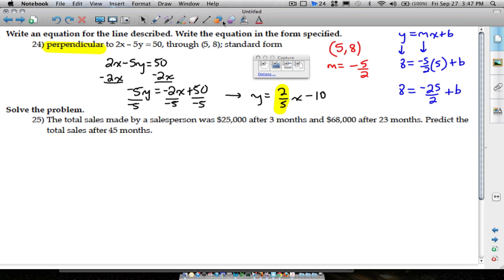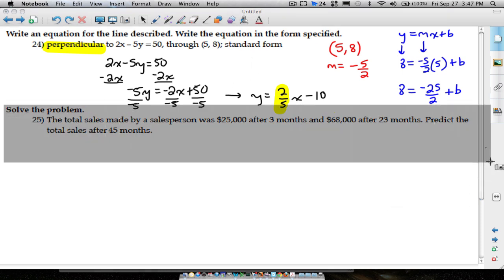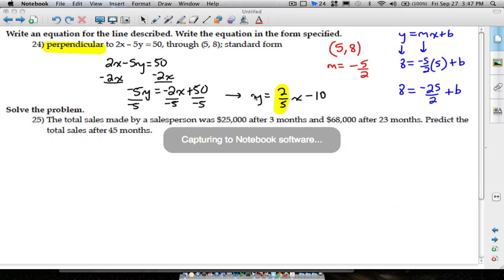And let me move this stuff out of the way. Need some more room.